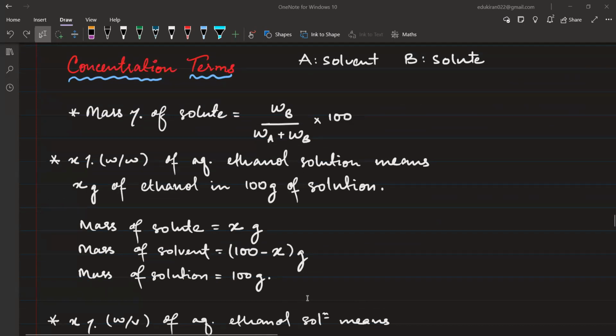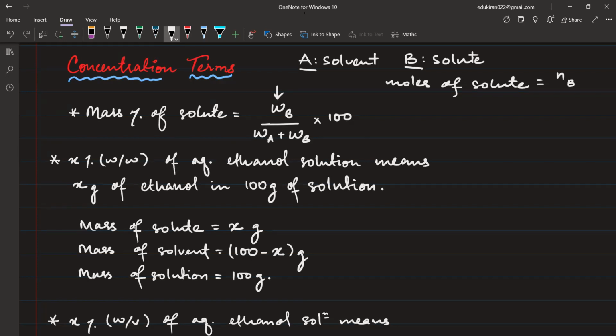First of all, in concentration terms, I will always denote A as solvent and B as solute. So if I have to write moles of solute, rather than writing that, I will denote it as N for number of moles, and N is always used as number of moles. I will subscript it with B, which gives me the number of moles of solute. I hope this nomenclature is fine. For example, if I write WB, what does WB mean? Weight of solute.